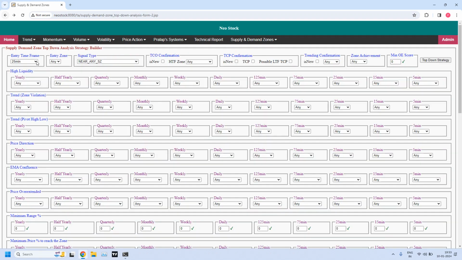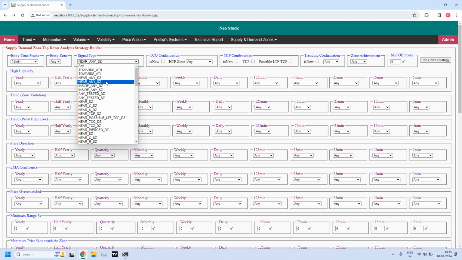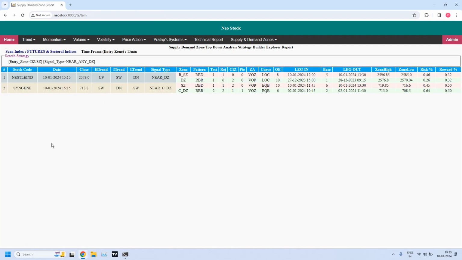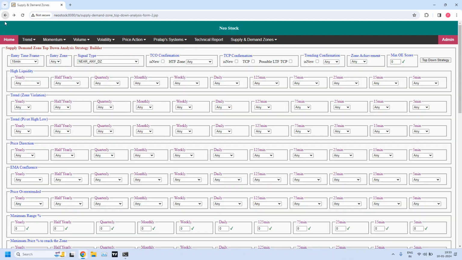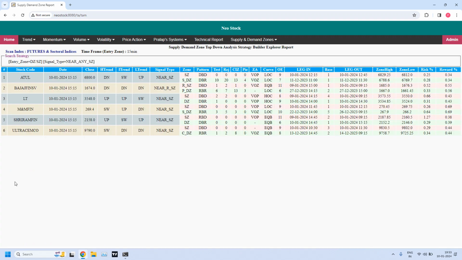Let's go back. Let us change the time frame to 15 minutes. Let us find the stocks near 15 minutes demand zone. So 2 stocks are filtered. So let's go back. 15 minutes time frame. Let us find the stocks near 15 minutes supply zone. So 6 stocks are filtered.